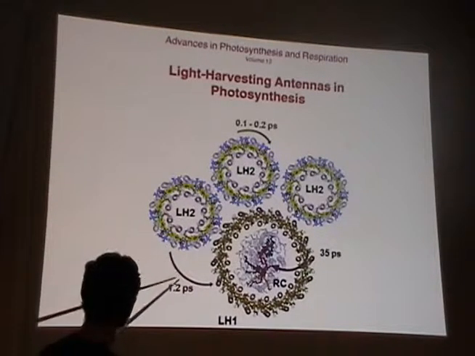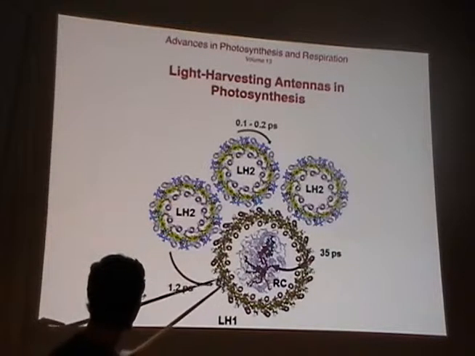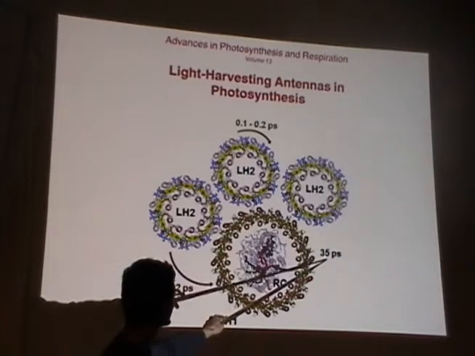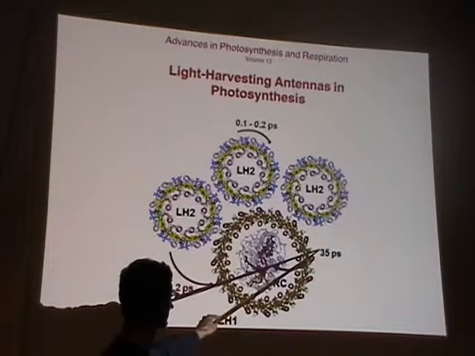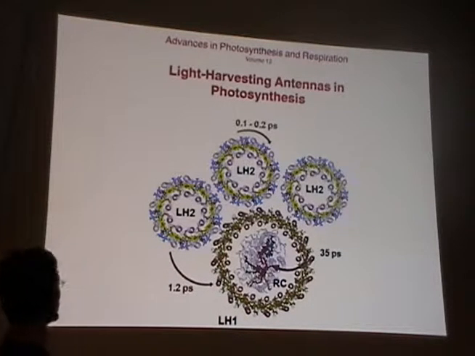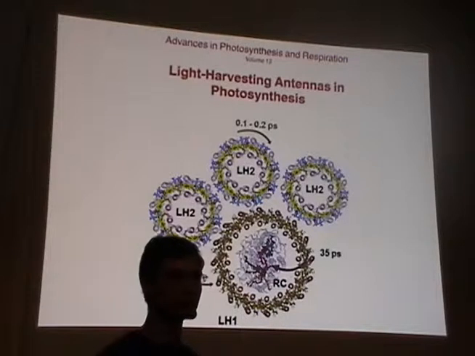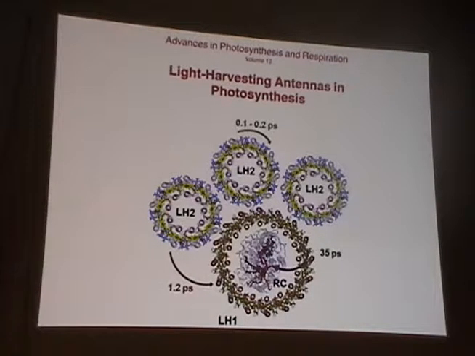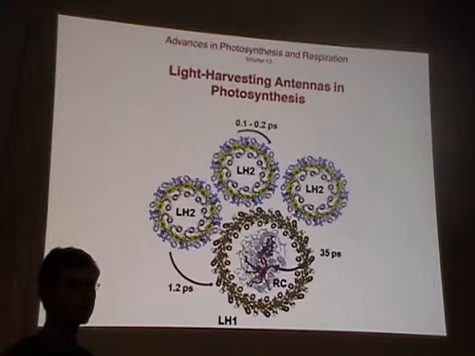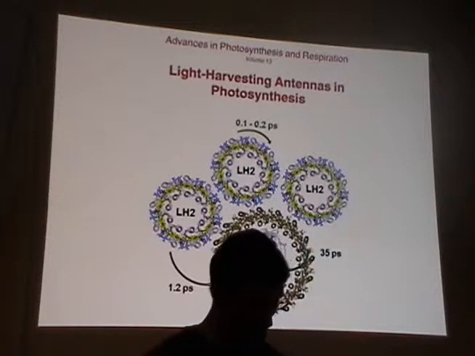So normally what happens on a very fast time scale, in this case between 100 and 200 femtoseconds, energy will migrate within these rings and equilibrate on a time scale of about one picosecond, after which the energy will then migrate to the LH1 ring, and then on a longer time scale, 35 picoseconds, the energy will flow into the reaction center, and a charge-separated state will be created.